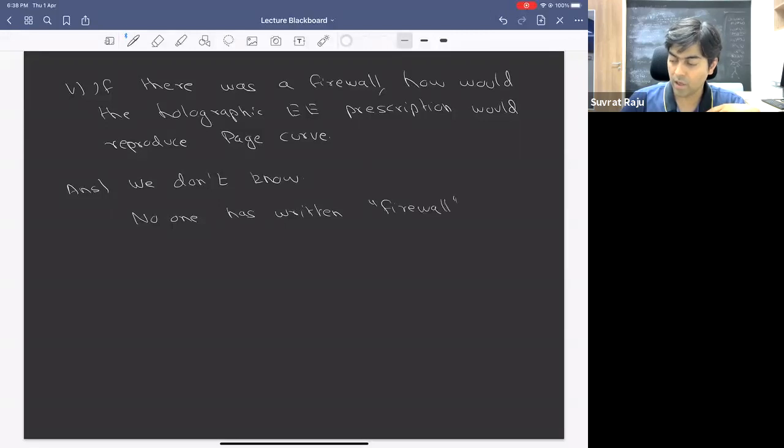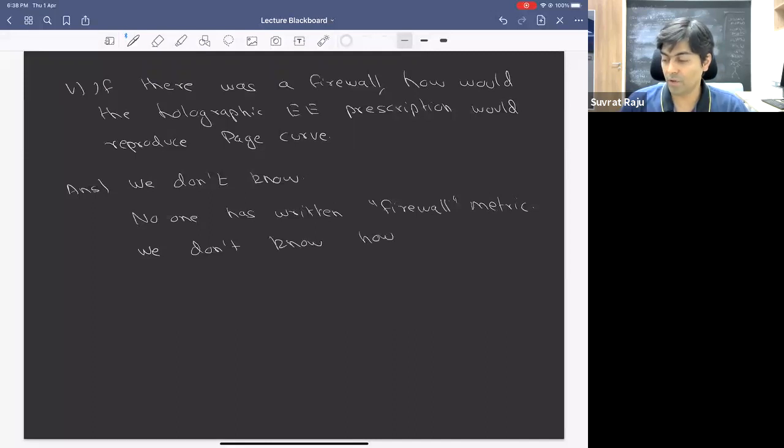And therefore, we don't really know how to understand this. These holographic entanglement entropy prescriptions are semi-classical prescriptions where you write down a metric and then you try to understand how minimal surfaces look there. And because no one has written down a firewall metric, we don't know how to compute minimal surfaces. And so we can't say much about how this prescription would work. We don't even know if the prescription would necessarily work.